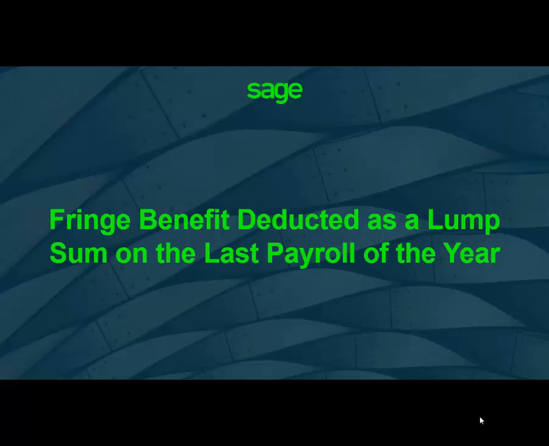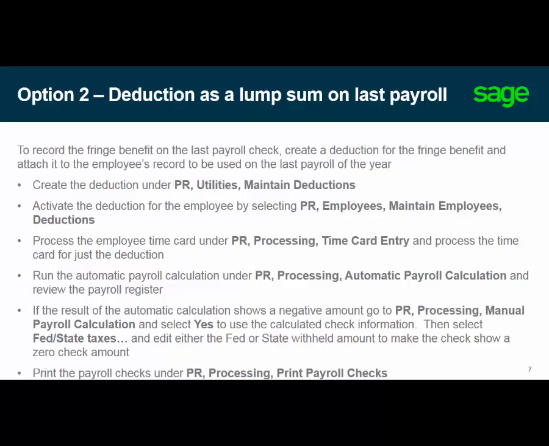Now let's look at setting up and processing a fringe benefit deducted as a lump sum on the last payroll of the year. Here's an overview of the process on how to create the deduction for this fringe benefit to be deducted as a lump sum on the last payroll of the year. Once we review the steps, we will go into a live demonstration on how to set this up.